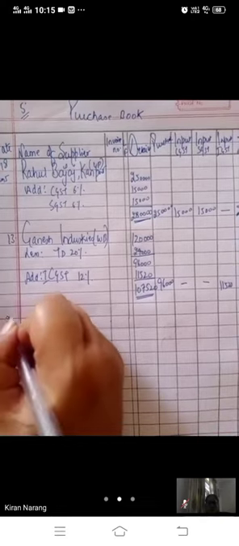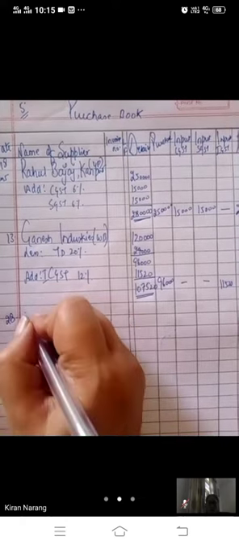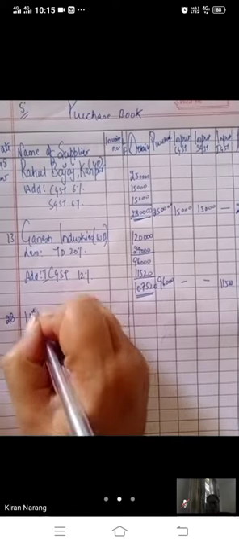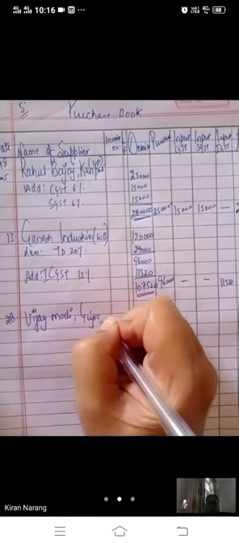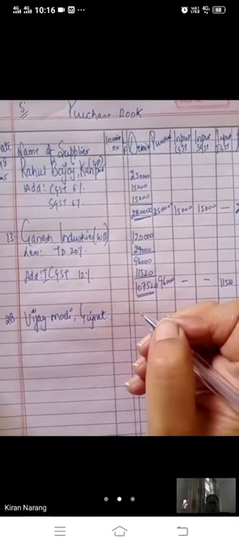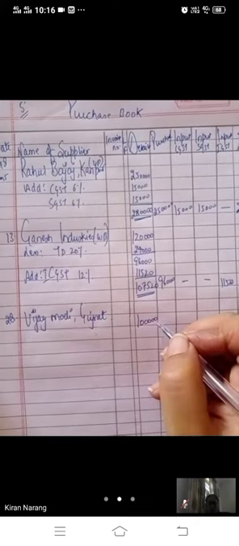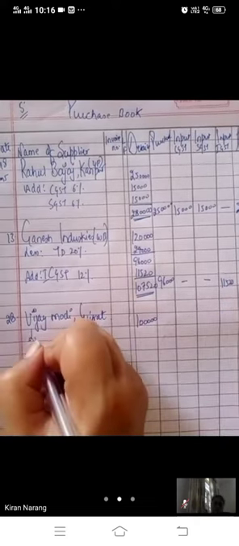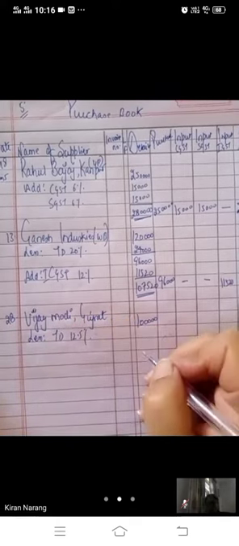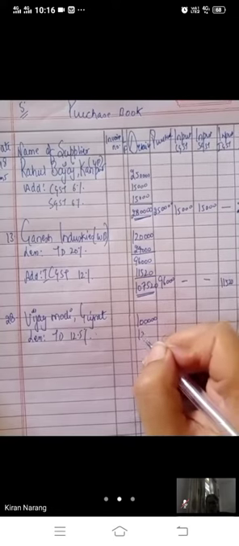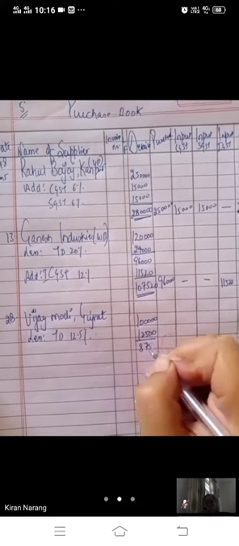The last date given to you is 28th. Purchase goods from Vijay Modi of Surat, Gujarat. The supplier's name is Vijay Modi and he is from Gujarat. The state is different now. Of rupees 1 lakh, less trade discount 12.5%. So 12.5% of 1 lakh will be 12,500. How much have we purchased? 87,500.